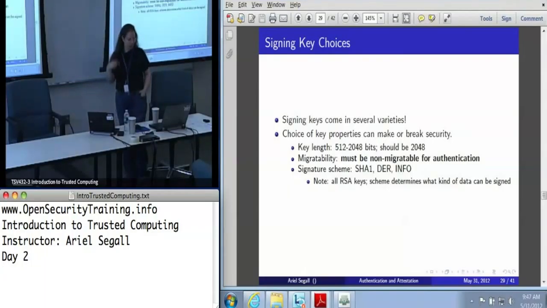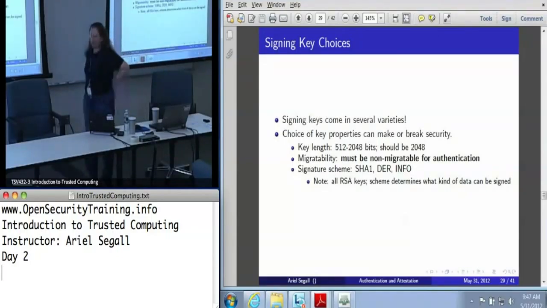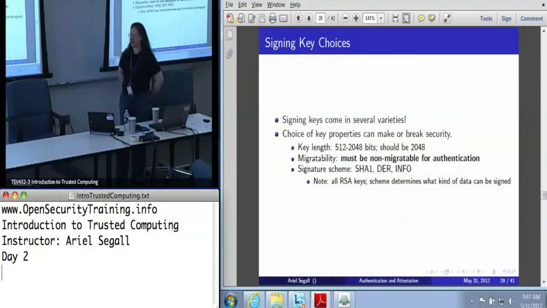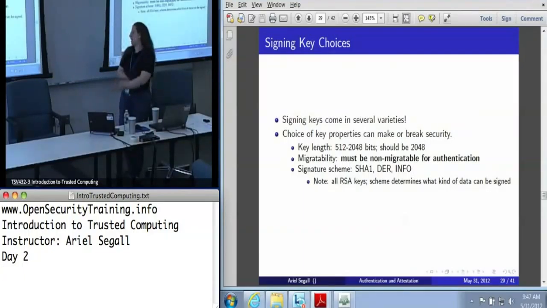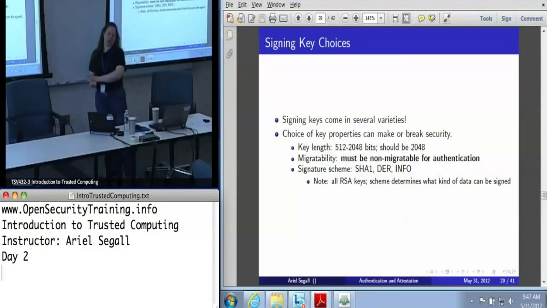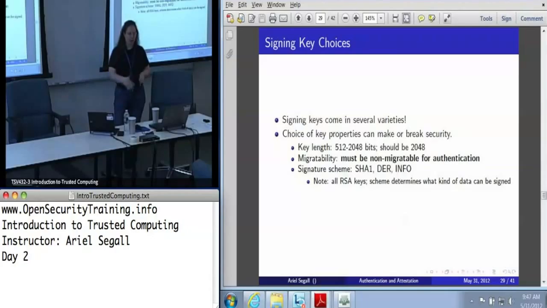So let's talk about your choices in keys to use for signing data. So the obvious choice for I want to sign data is to create a TPM signing key. It's got this nice name that says, hey, use me for signing. Unfortunately, signing keys come in several varieties. And the properties you choose for your signing key can make or break the signing key as a useful piece of security. The key length, of course, is the obvious one. You've got 512 bits up to 2048 bits. In general, if you're trying to use this for any kind of moderately secure application, use the most bits you can get.